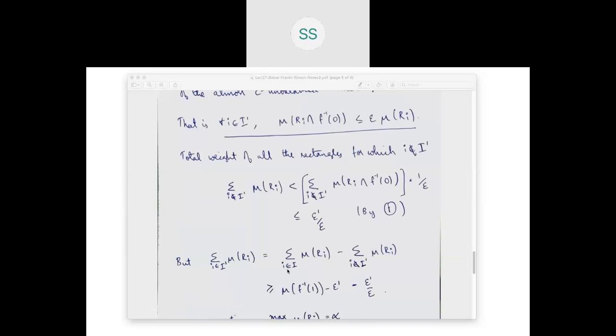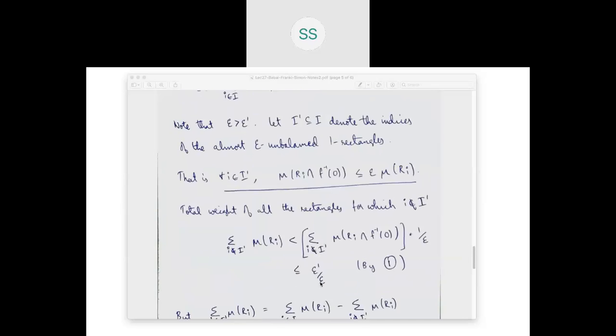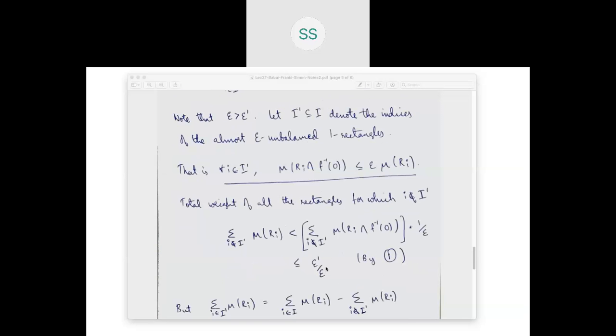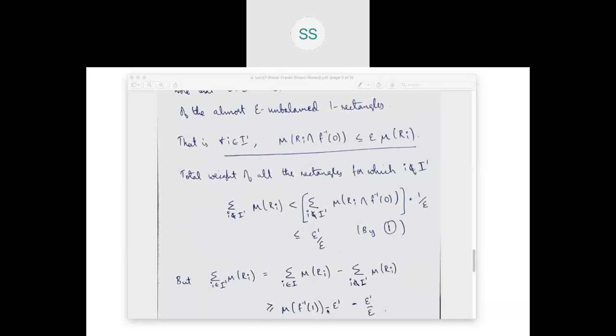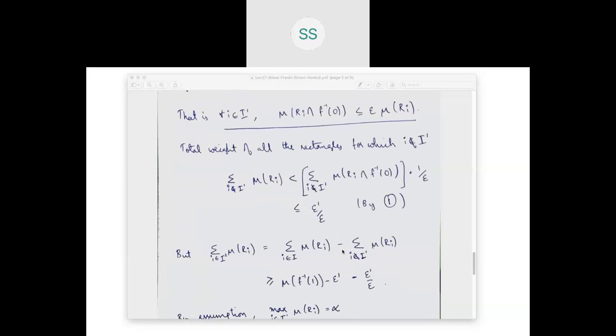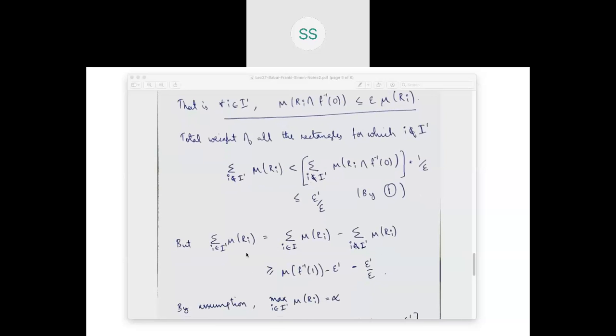But before that, summation i in I mu of Ri by 2 is given by mu of F inverse 1 minus epsilon prime. So this gives you mu of F inverse 1 minus epsilon prime. This is by 2. And summation mu of Ri, i not in I prime, was upper bounded to be epsilon prime by epsilon. And here there is a negation, so the inequality is consistent. We have this. So the total measure of those Ri's where i is in I prime is at least this.